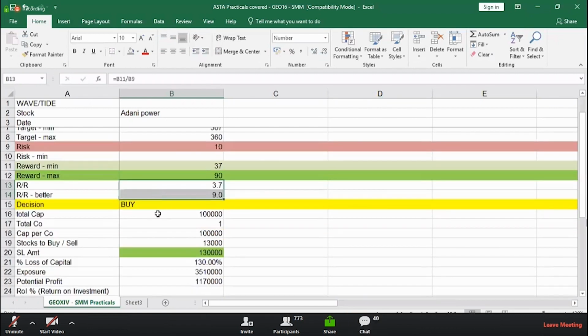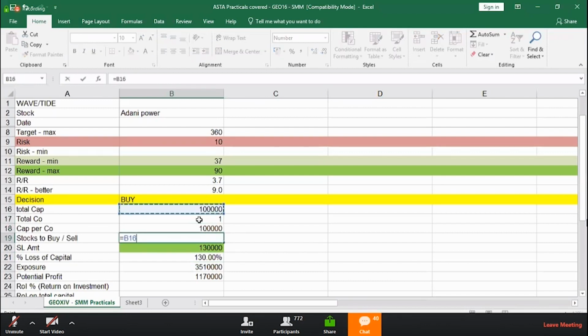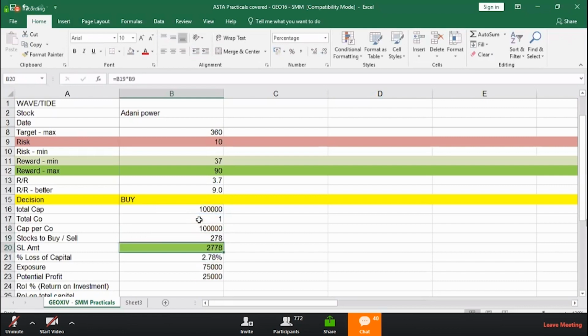Now, if you have 1 lakh capital, and your 2% loss limit is the risk, you calculate the stocks to buy, which is 1 lakh divided by the stop loss. So you would be buying 278 shares, and the percentage loss of capital would have been 2.78%.